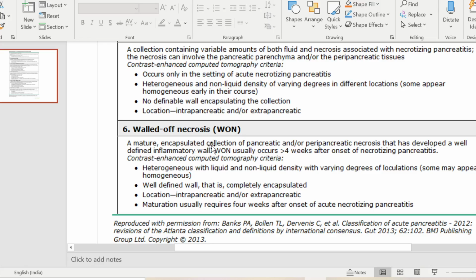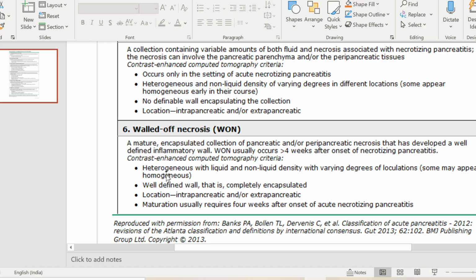Walled-off necrosis is a mature encapsulated collection of pancreatic and/or peripancreatic necrosis that has developed a well-defined inflammatory wall. Walled-off necrosis usually occurs more than 4 weeks after the onset of necrotizing pancreatitis.